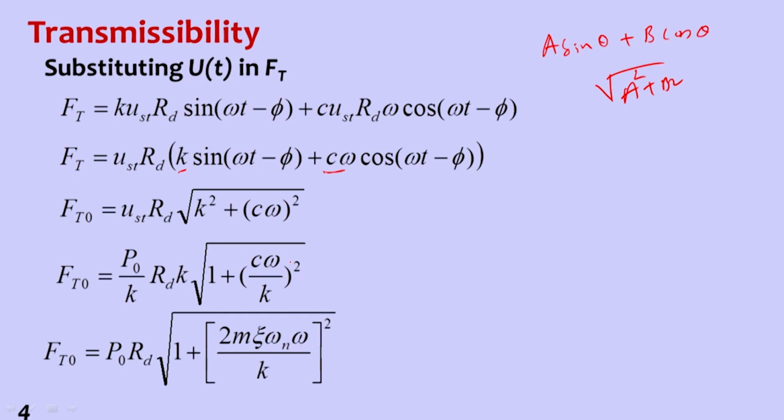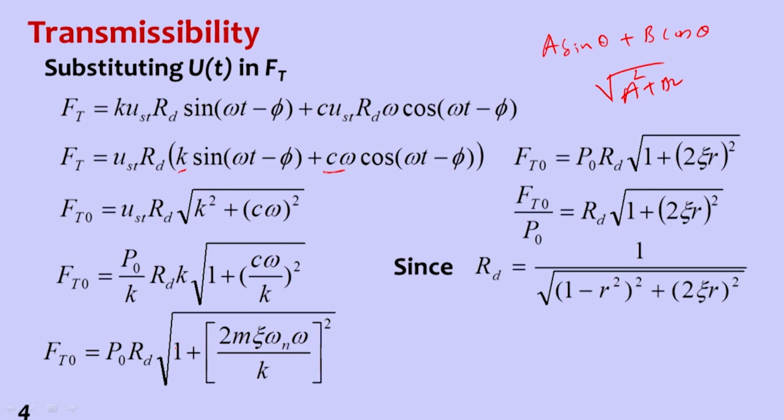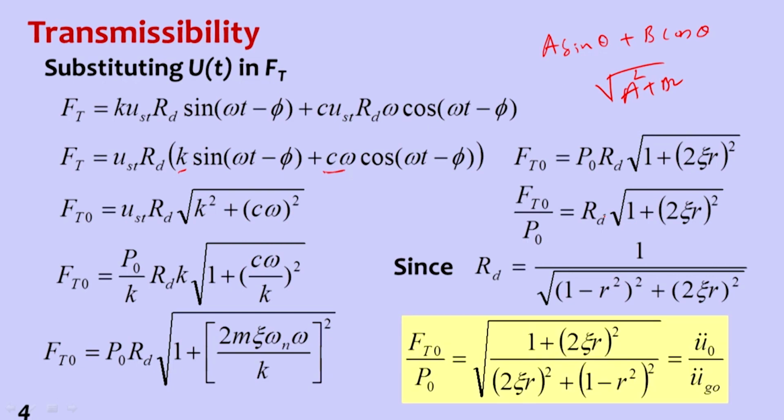So upon further simplification, expanding the values of C, so 2m zeta omega n is the C value. If we expand it, it looks like this, and upon further simplification we get, if we substitute RD also in this one and then take the ratio, this P Ft divided by P0. So Ft is the force transmitted and P0 is the amplitude of the applied force. So the amplitude of transmitted force by amplitude of applied force is equal to RD into under root 1 minus 2 zeta square whole square. If we put the RD value in this one, this is what we will get.